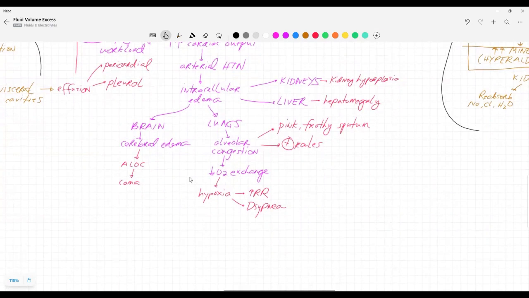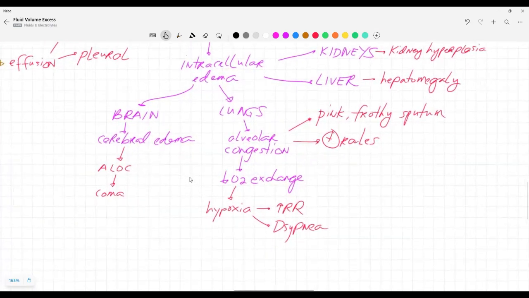And so we want to look again at the main organs. If there's edema in the brain, that's going to cause cerebral edema. And that can cause an altered level of consciousness, anywhere from lethargy all the way down to coma.